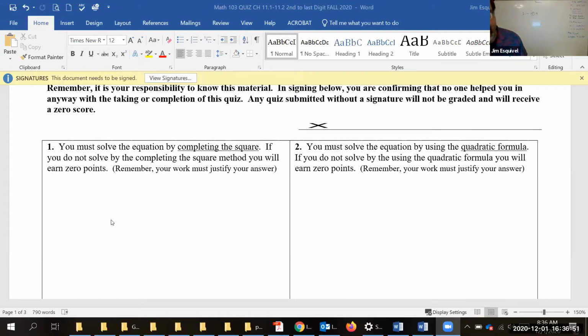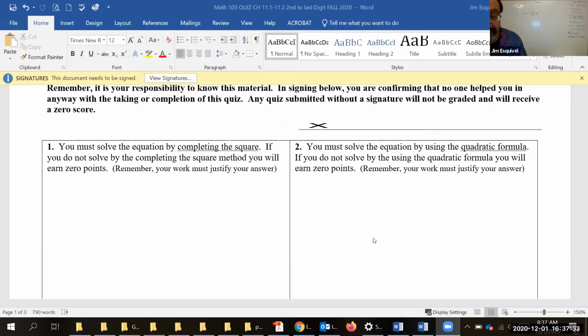Step 1, isolate the constant. Step 2, make sure it's 1 times your x squared. If it's not 1 times x squared, you divide all the terms by whatever that a is. Step 3, you take half of b, you square it, and you add it to both sides. Step 4, you factor the left side into a nice perfect square. It's either a plus b perfect square equals a number, or a minus b perfect square equals a number. And then step 5, you take the square root of both sides. Don't forget your plus and minus. And step 6, you solve for x. Make sure you simplify.